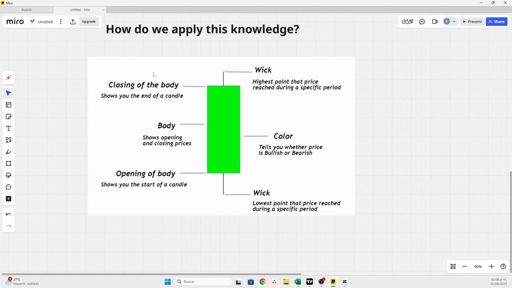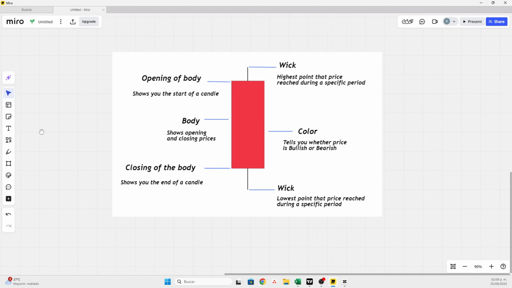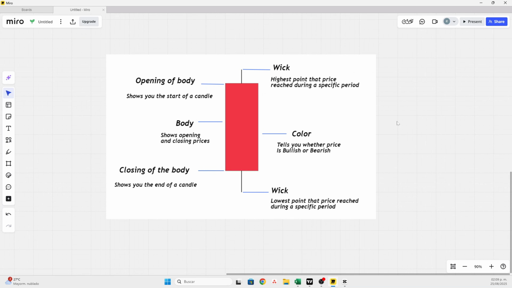Now, the closing of the body. The closing of the body will show you the end of the candle. So, like I already explained, in a bullish scenario, in a green candle scenario, the closing needs to be above because it ends above the opening. It starts here at the opening and it closes above on the closing. It's green, it's bullish. Now, it's the same exact thing on a bearish or red example.